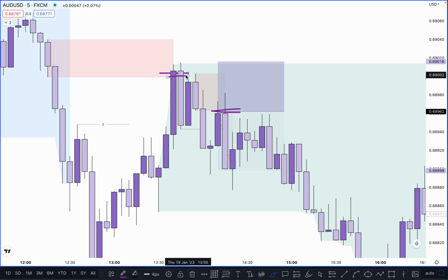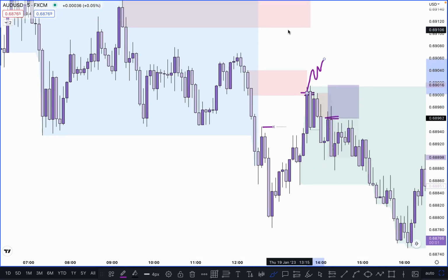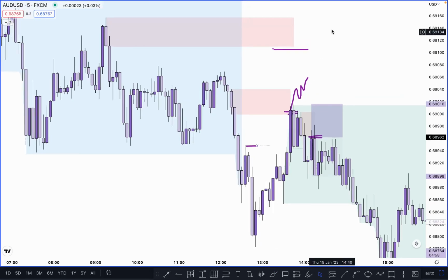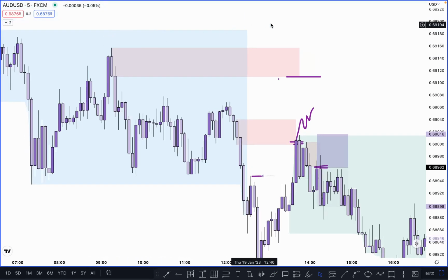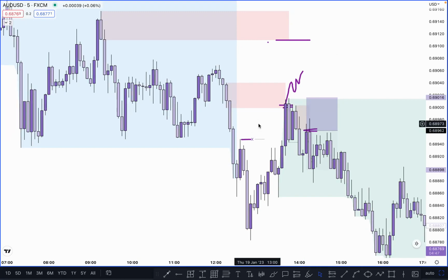This is not high probability because after taking out the inducement, maybe the market can go higher to mitigate the unmitigated extreme POI, which is here. But if you are willing to sell at this point directly, then that is okay, right? Because above it there is no unmitigated block, so you can take a direct sell entry on your extreme POI. But after taking out the inducement, you don't need to take a direct entry for the buy or sell.